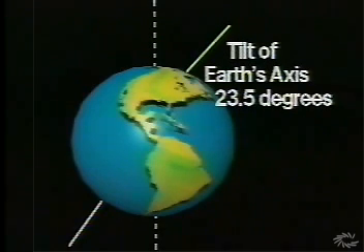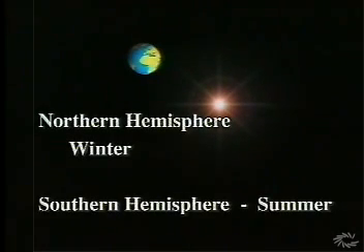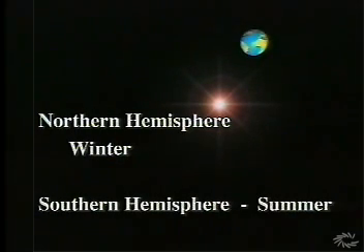The Earth spins on an imaginary axis. The Earth is tilted on its axis at an angle of 23.5 degrees. This tilt is responsible for our seasons and the temperature differences. When the northern hemisphere is tilted away from the sun, then the southern hemisphere is tilted towards the sun. So the northern hemisphere receives less radiant energy and experiences winter, while the southern hemisphere has summer.